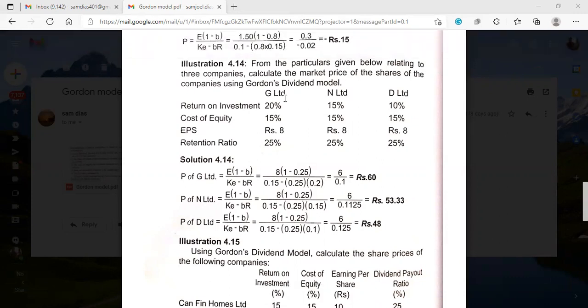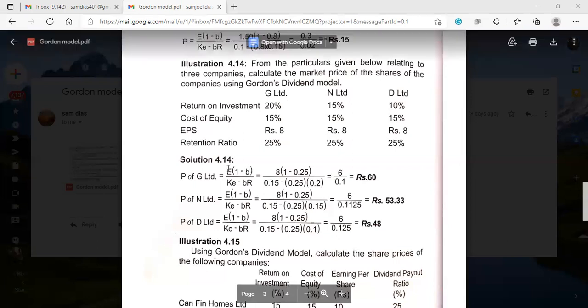Return on investment of G Limited is 20%, N Limited is 15%, and D Limited is 10%. Cost of equity of G Limited is 15%, N Limited is 15%, and D Limited is 15%. EPS, earnings per share, of G Limited is 8 rupees, N Limited 8 rupees, and D Limited 8 rupees. And they have also given the retention ratio. Retention ratio of G Limited is 25%, N Limited 25%, D Limited 25%.